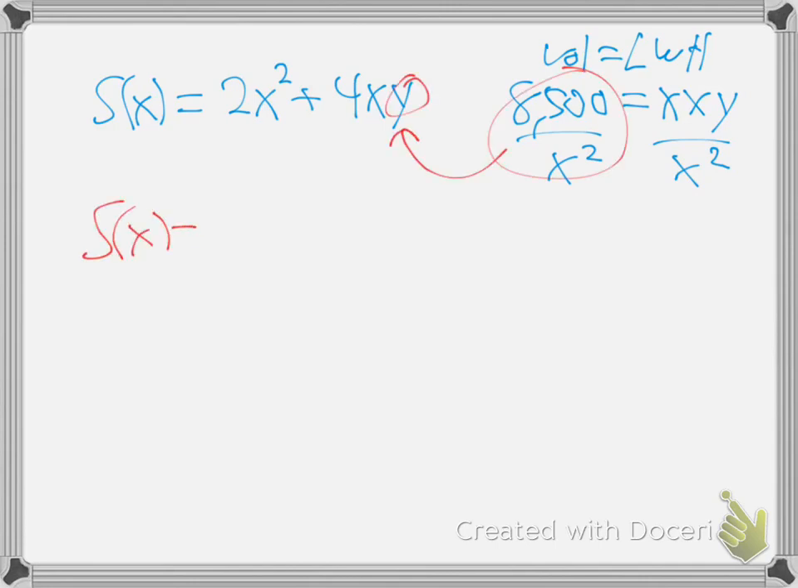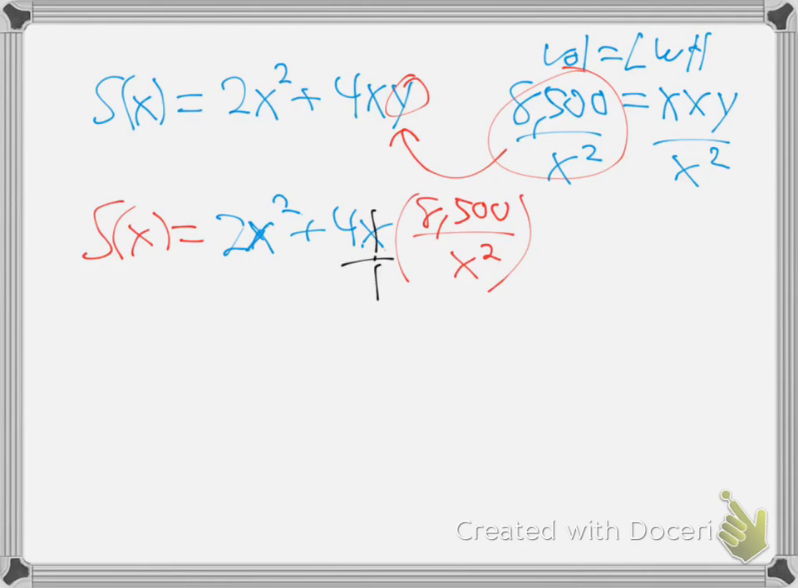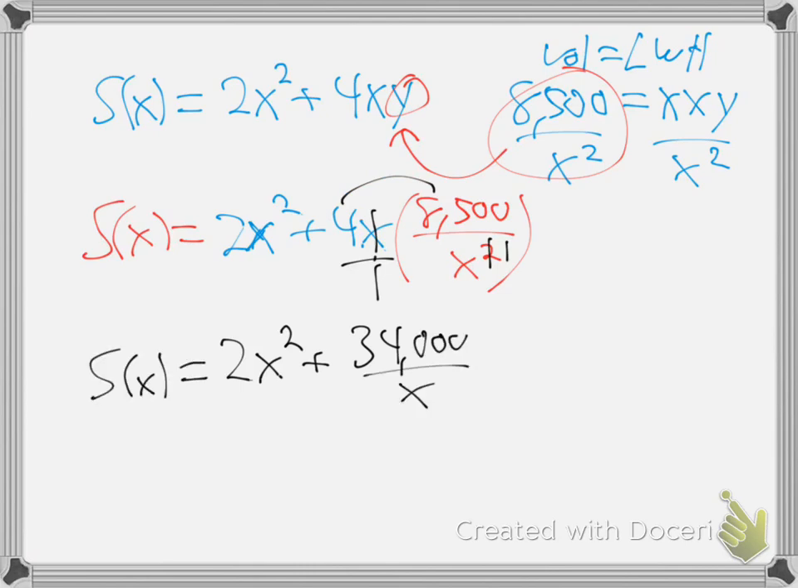So the surface area ends up being 2x squared plus 4x times y. And what's y? 8,500 over x squared. How do we simplify that? Anytime a whole number is interacting with a fraction, over 1, cross cancel, leaves x to the 1. So it's 2x squared plus 4 times 8,500, 34,000 over x. There's the surface area formula. So the rest is the same.